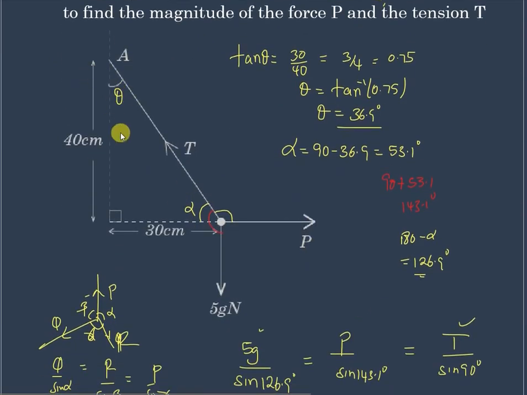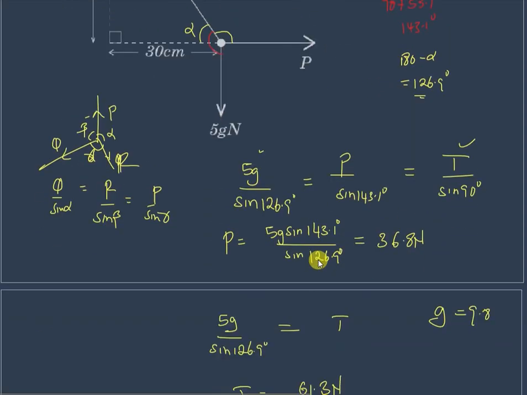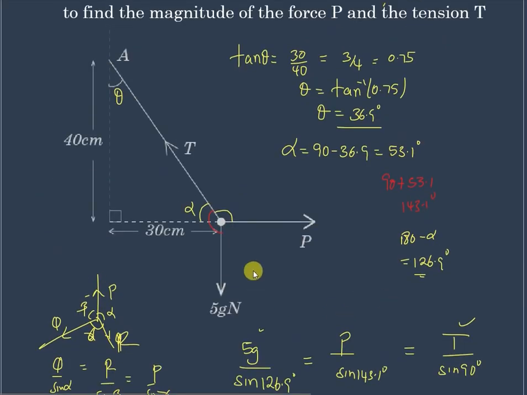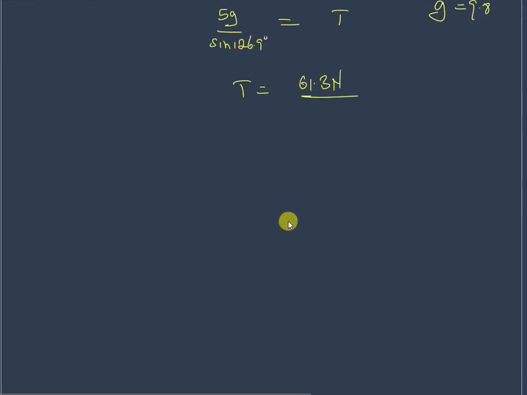Use trigonometry to get theta. Use Lami theorem to get the value of p, the value of t. And you see, when you use Lami theorem, the force, the angle opposite this whole chunk of the angle, the force down, sine of that angle, the force up there, sine of this angle opposite. It is like that.